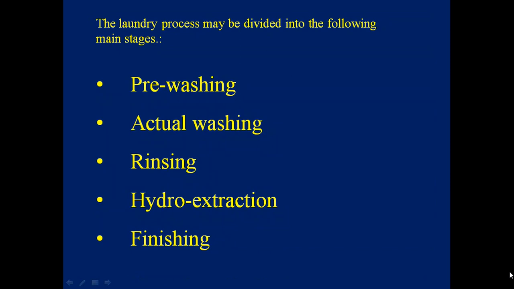The laundry process may be divided into the following main stages. There are basically 5 stages which are extremely important for laundry process. These are pre-washing, actual washing, rinsing, hydro extraction, and finishing.